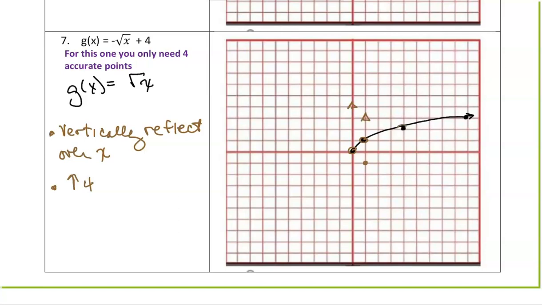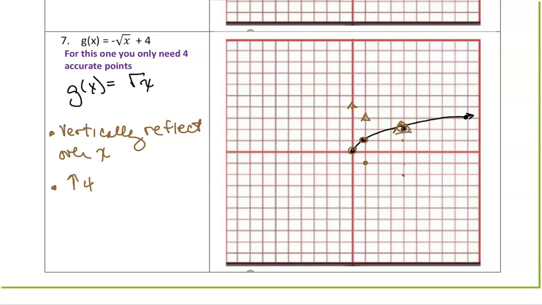Okay, take this point, and I'm going to vertically reflect over x. So I'm going to be 2 above, so I'm going to be 2 below. And go up 4. 1, 2, 3, 4. I'm right on top right here.